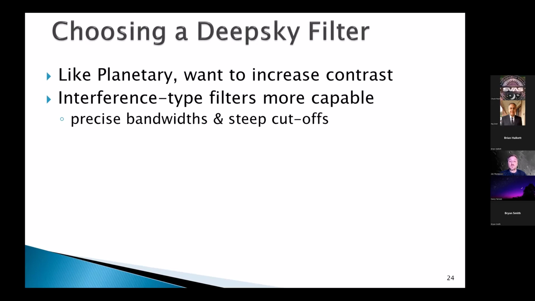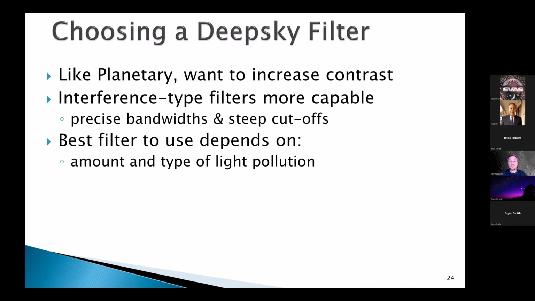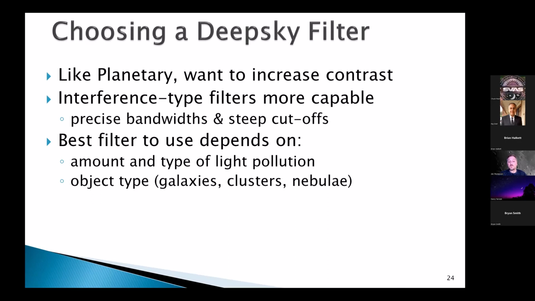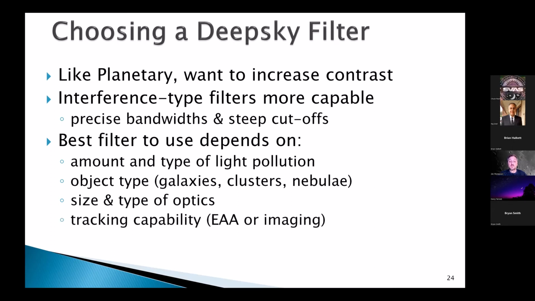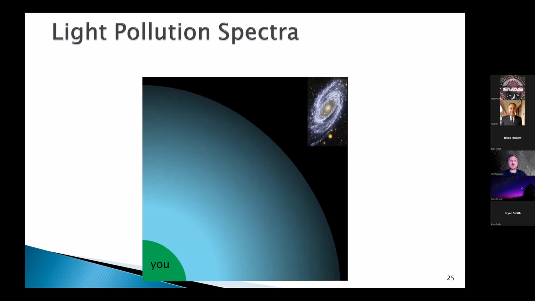The best filter to use depends on a number of things, including the nature of your light pollution, the type of deep sky object you are trying to observe, the size and type of optics you are using, and in the case of imaging or electronically assisted astronomy, the tracking capability of your mount. The next couple of slides discuss these factors in more detail, starting with light pollution.